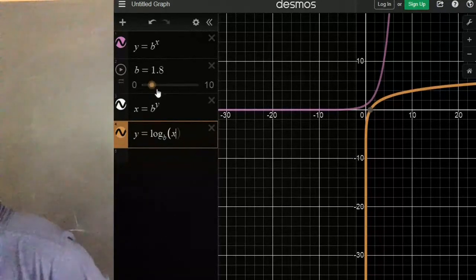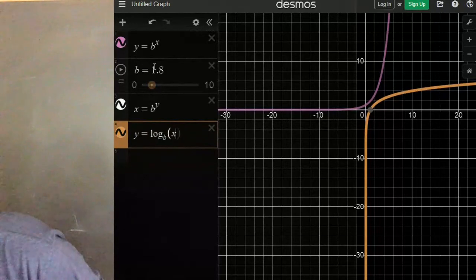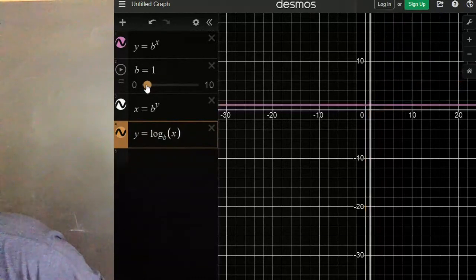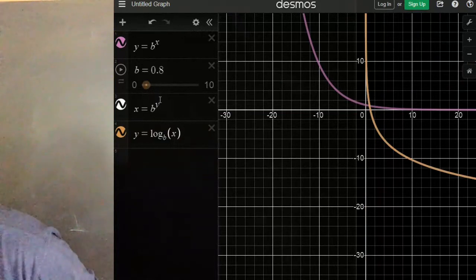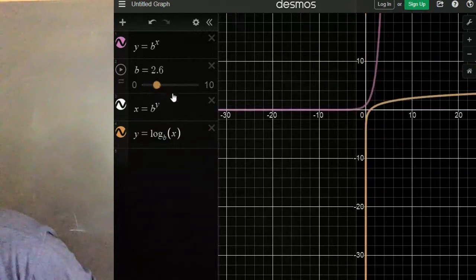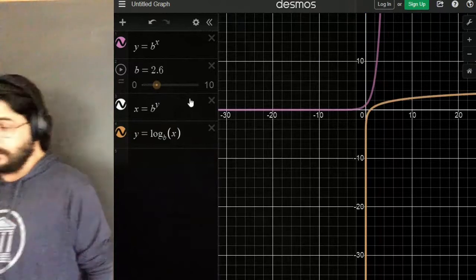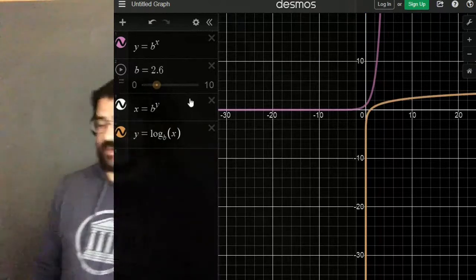And again, when the pink function here has a base that's greater than 1, it's increasing, but remember, it could have a base that's like 1/2 or something smaller than 1. In that case, the orange function would also be decreasing as well, right? So for the most part, when b is greater than 1, our logarithmic functions have this same sort of shape to them.